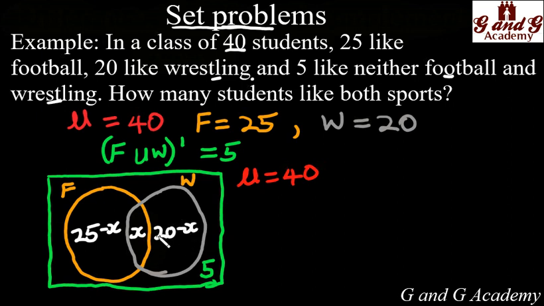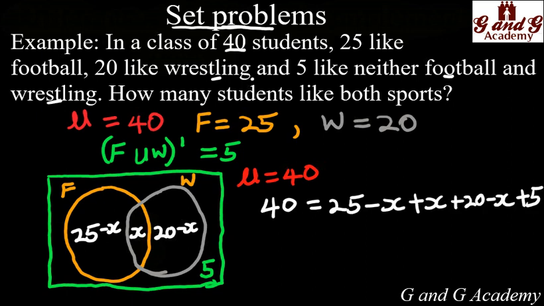Now, having interpreted this question in a Venn diagram, it is very easy to solve the question and get your X. What you have to do is equate everything in the Venn diagram to the universal set, which is 40. So 40 equals 25 minus X, plus X, plus 20 minus X, plus 5, which should give you the universal set. And this is now easy to do.